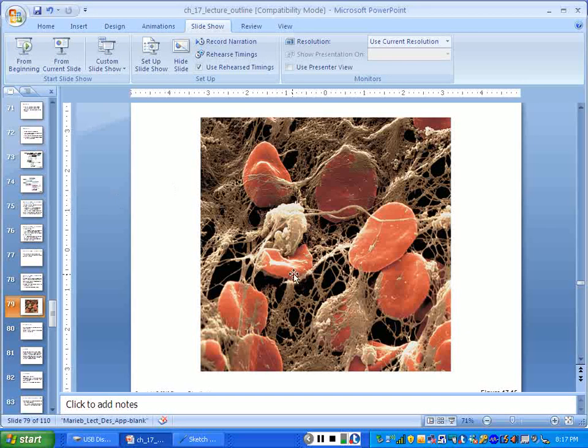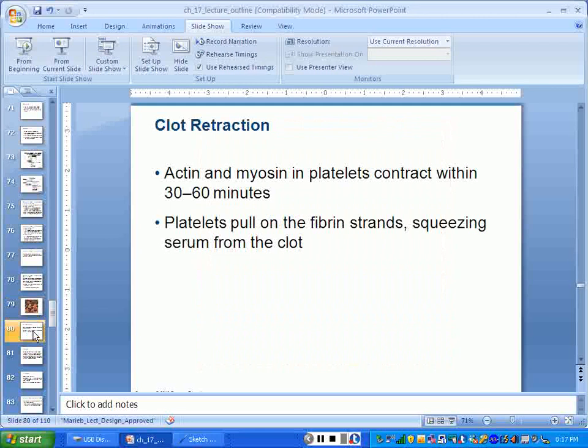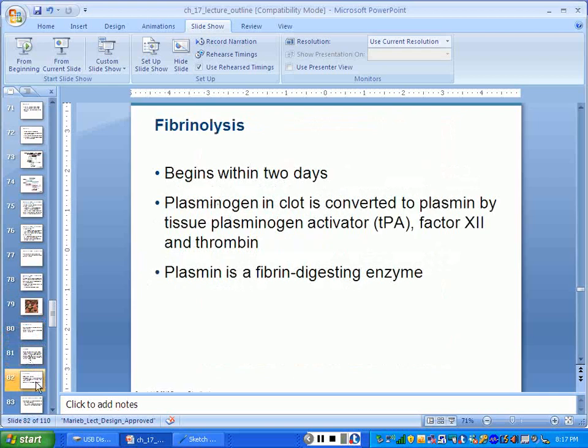And what's really cool is in the platelets, well, there's actin and myosin, and they start to actually contract and squeeze and pull the fibers, and it squeezes fluid out of it and makes it stronger and tighter. Just really, really cool stuff. Yeah, see, clot retraction. All this will be on there.